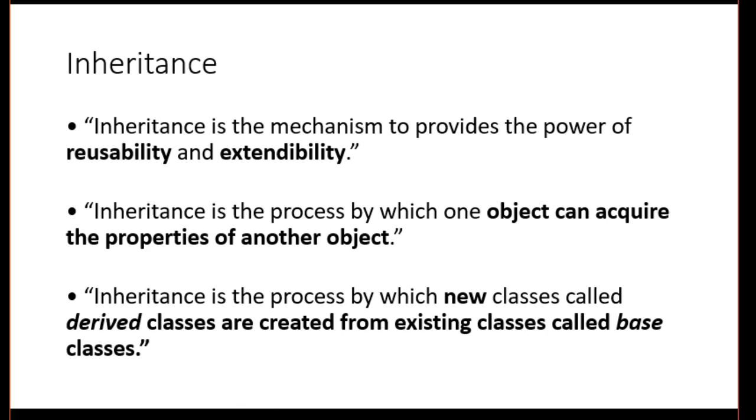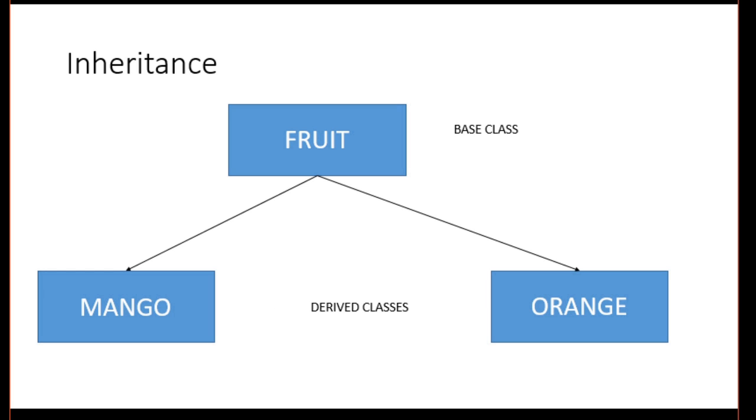Inheritance is the process by which new classes, called derived classes, are created from existing classes called base classes. It helps us to extend and reuse the code to form new classes, which are known as derived classes.